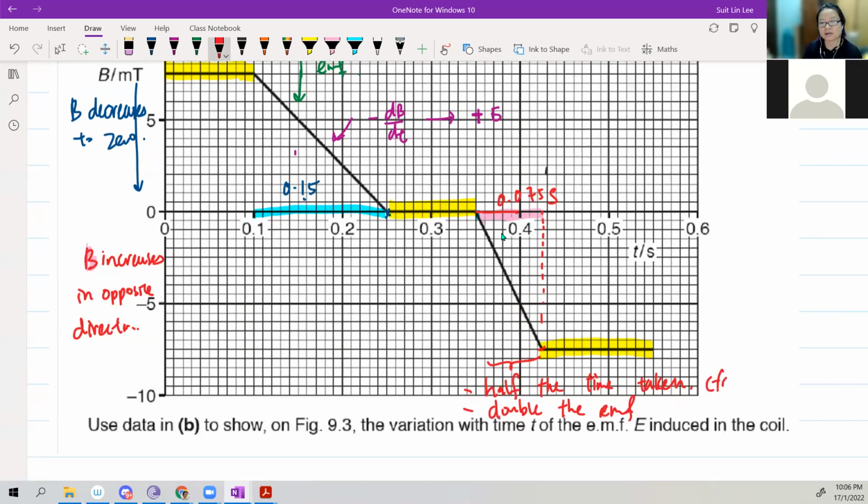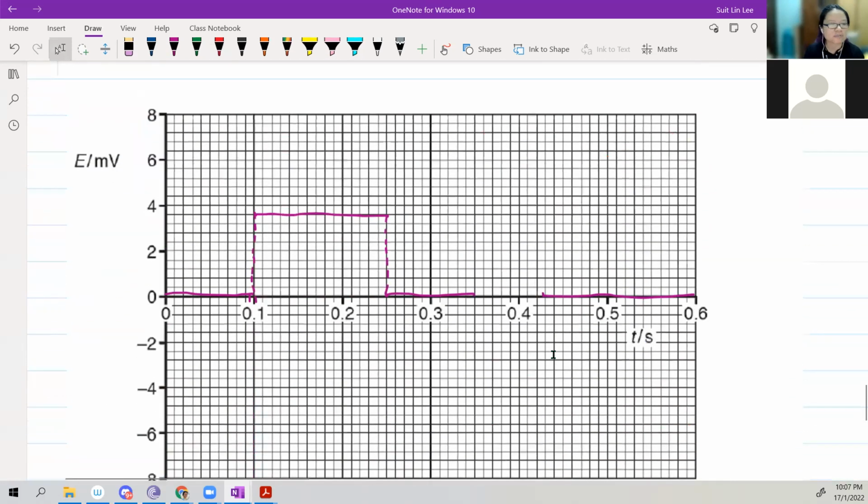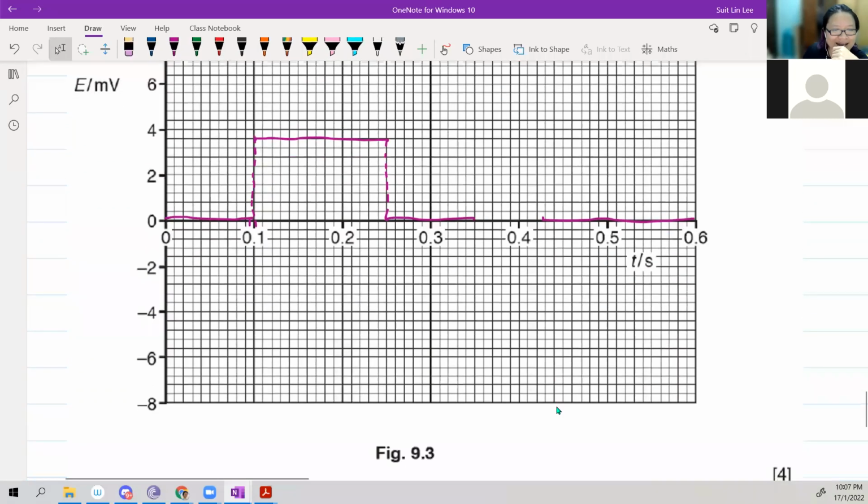If the rate of change is greater, actually the rate of change is doubled because the time taken is halved, then the EMF is doubled. So instead of 3.6, we will have 7.2. Okay, so let's ask the chat. Do we think it is 7.2 in the positive side like this? So this is option number 1. Or 7.2 in the negative side.